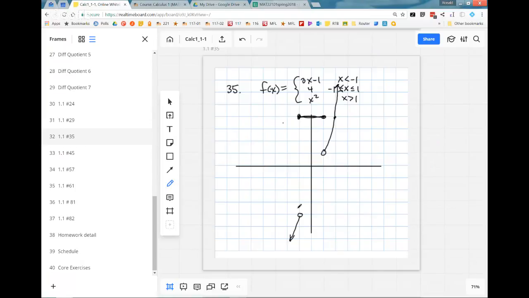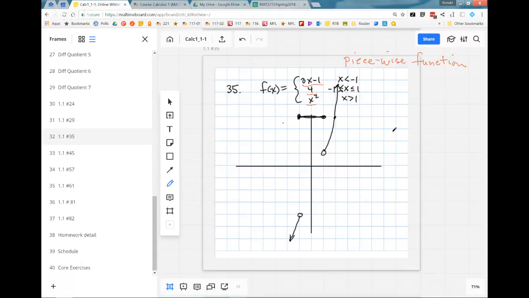Let's take a look at number 35. Hopefully all of you are familiar with what we call piecewise functions. This particular problem is a piecewise function. What do I mean by that? It's a function defined in 3 pieces. When x is less than -1, use the formula 3x minus 1. When x is between -1 and 1, the answer is just 4. And when x is greater than 1, the result is x squared. So you literally have 3 pieces or chunks.